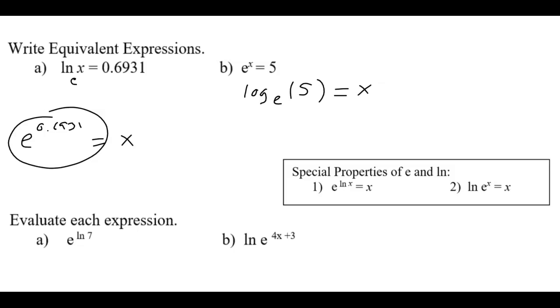Now, you probably won't see this in a textbook. You're always going to see log base e as the natural log. So you'd most likely just see this as natural log of 5 equals x.